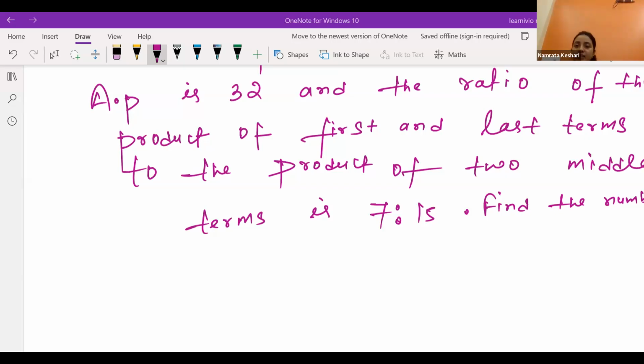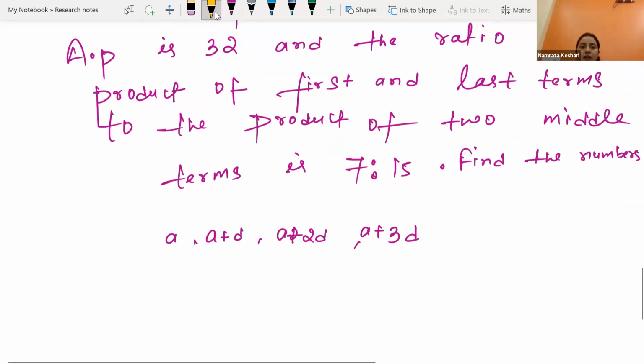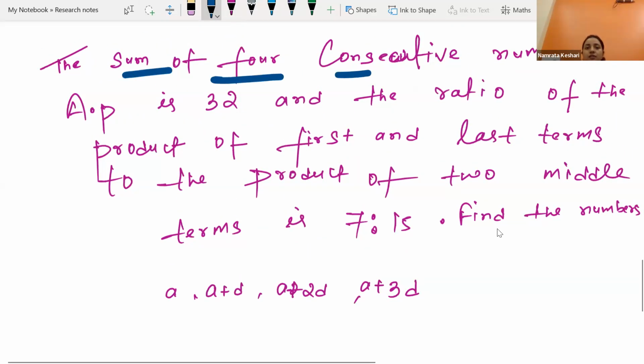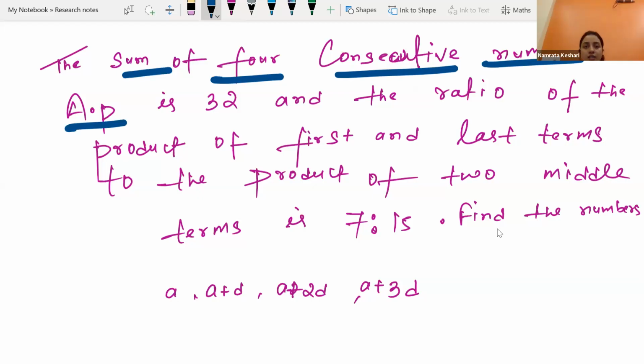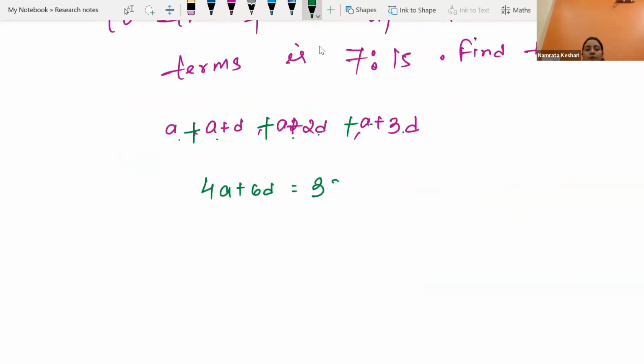Actually, here, if you take the standard form of the AP, that is the first term is a, next term is a plus d, next term is a plus 2d, next term is a plus 3d, you won't be able to solve these types of questions. Whenever in AP the question contains this type of condition, where the sum of four consecutive numbers in AP, or maybe the sum of three consecutive numbers in AP is given, if you add them, it will become more complicated. If you add this with this with this with this, see, we get 4a, plus d, 2d and 3d, that is 6d, and this sum is 32. Are we able to solve? No.